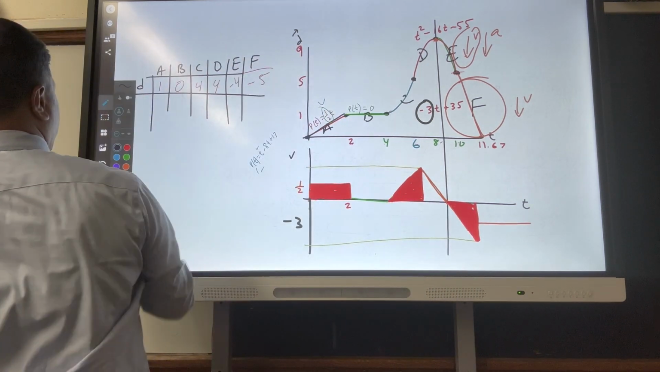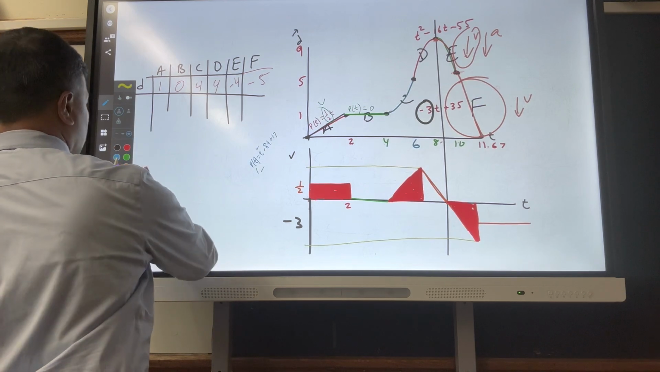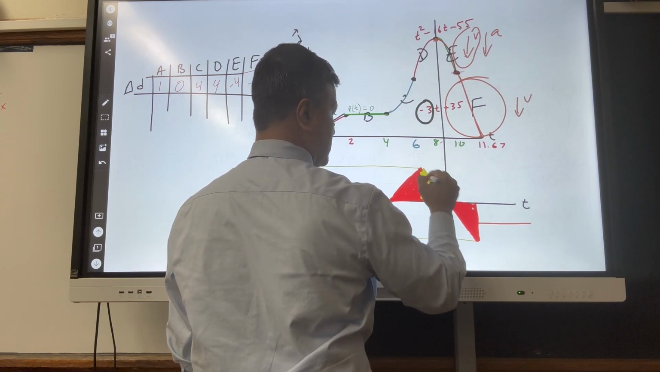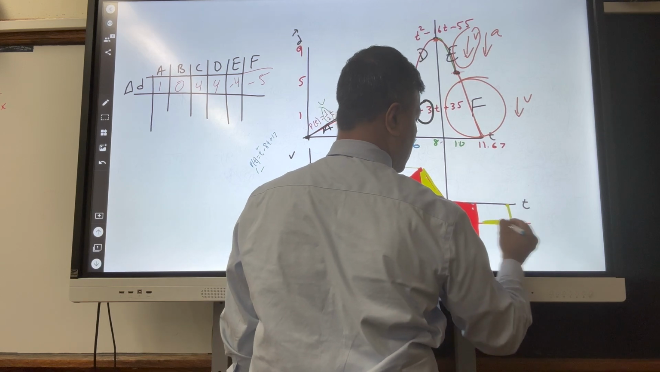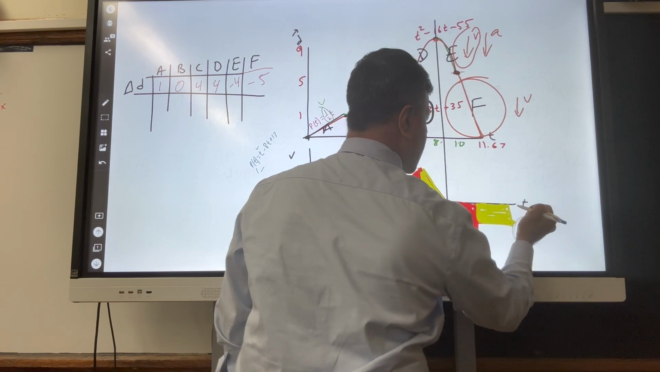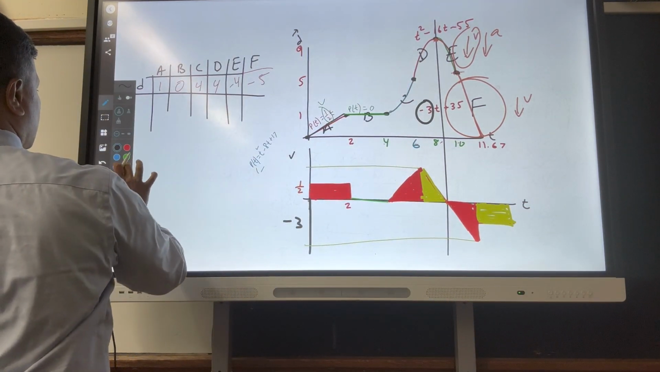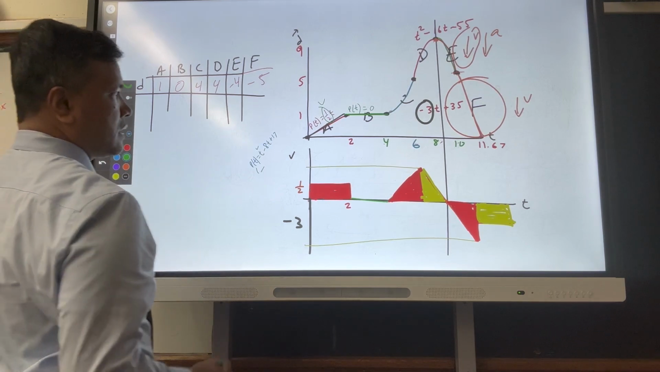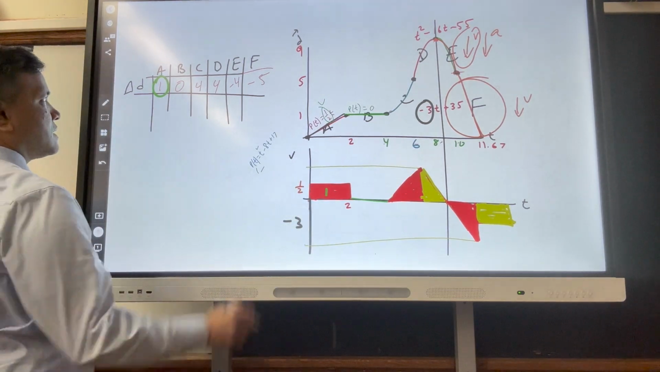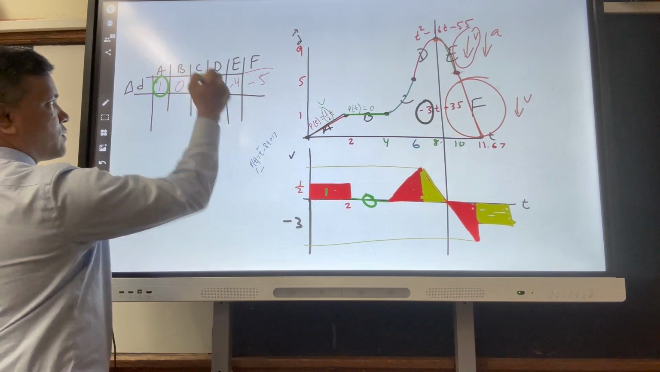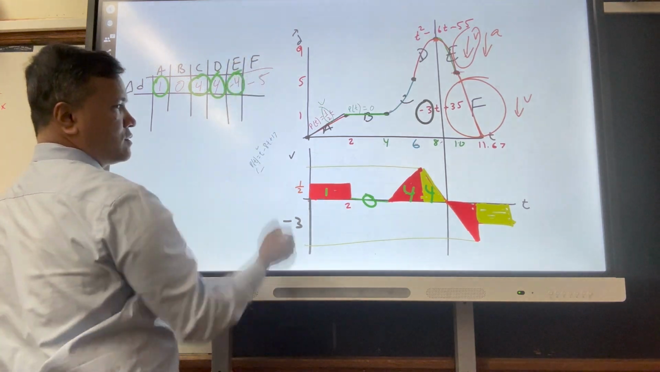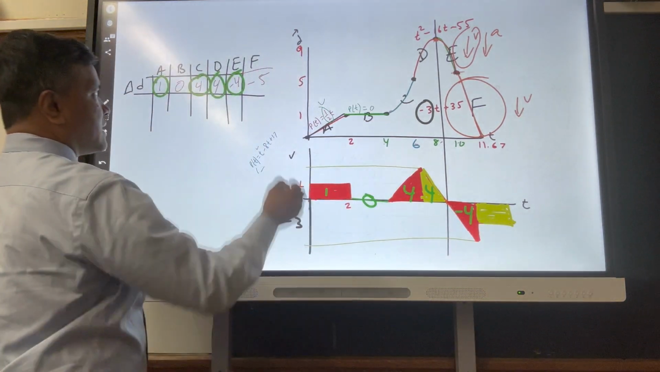Okay, let's take the other one. And finally, this one. Okay, now let's see how much this one is. This one is 1 meter. Displacement is 1 meter. This one is 0. This one is 4. This one is -4. And finally this one is -1.